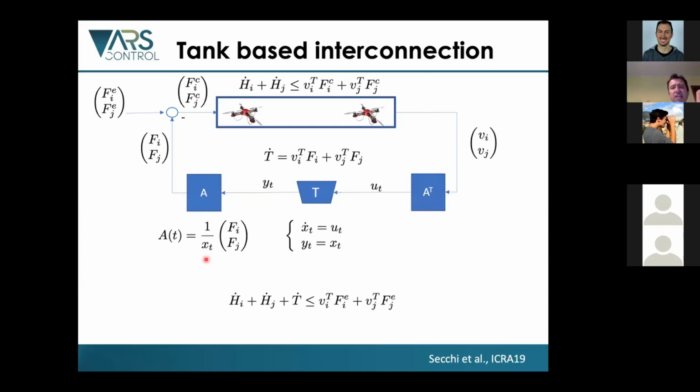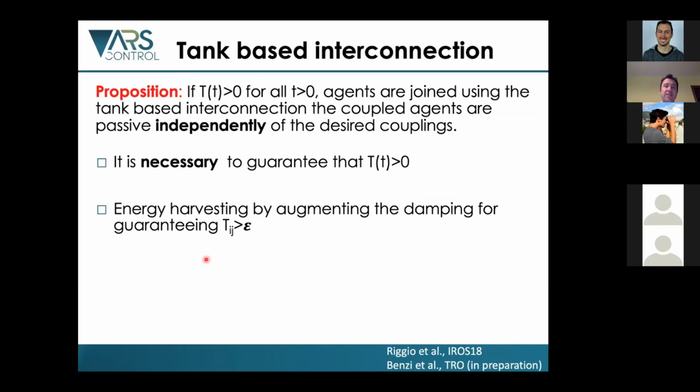What did I create? Did I create a specific interconnection between the two robots? No, not at all. I just enabled the creation of a specific interconnection. I just energetically coupled the robots in order to guarantee that the overall interconnection is passive. So it is necessary to guarantee that the energy stored in the tank is greater than zero, and energy can be harvested by augmenting the damping. But the thing that I proved is that the two agents interconnected by the tank-based generalized interconnection are passive.